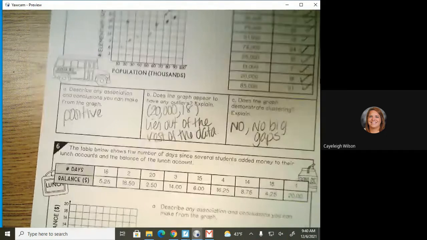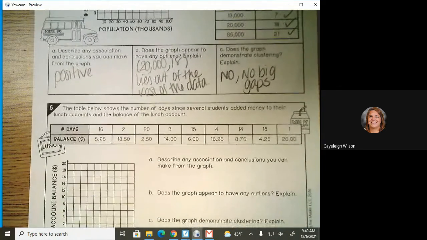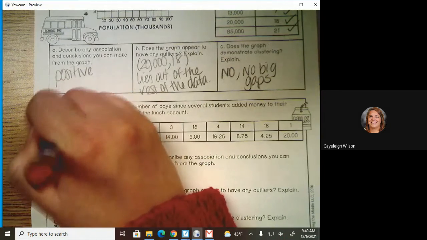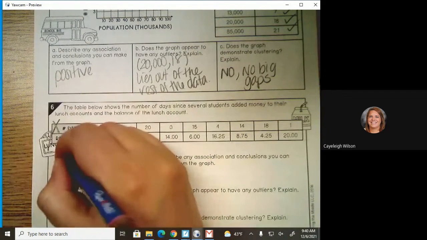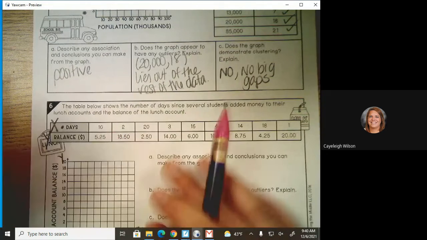All right, and then the last one here. The table below shows the number of days since several students added money to their lunch accounts and balance of the lunch account. Now, when they give you a horizontal table like this, which one's the X and which one's the Y? Top is X, second one's Y. So I know it's 16 and like 5.25.